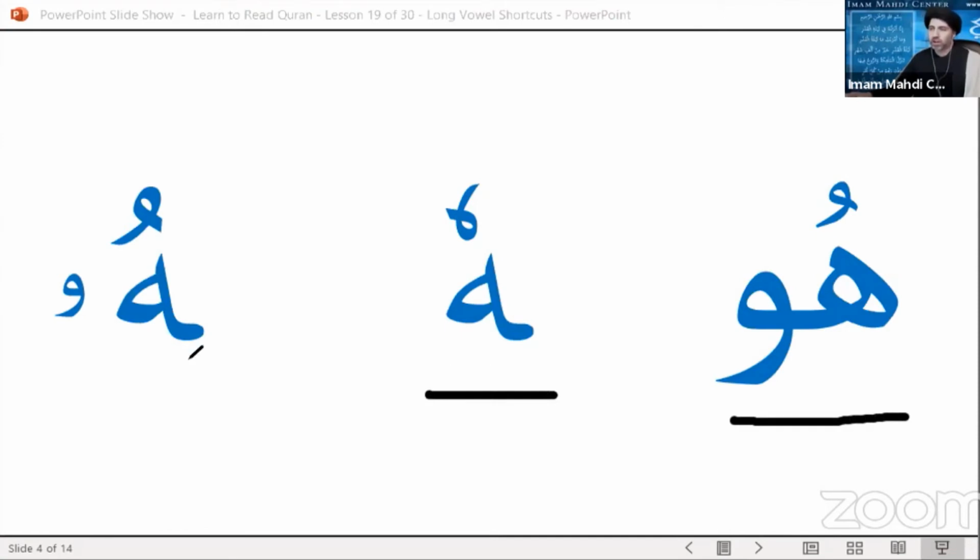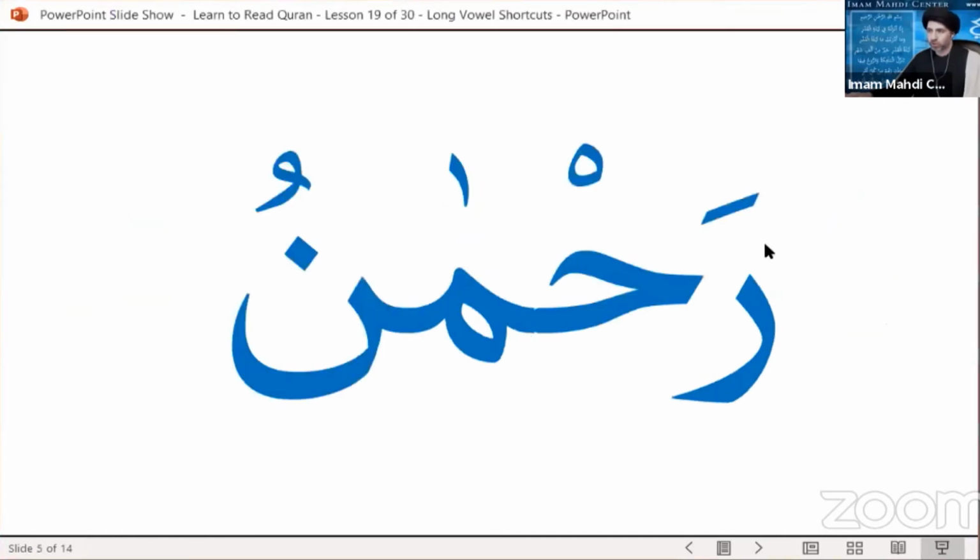Or in another print of the Quran, you will see it written this way, where they'll put a dhamma on top of the letter and then a small waw after it, letting you know that you should pronounce this letter with the long vowel oo. So all three of these are pronounced hu. This has the shortcut where you pronounce it hu. This is also pronounced hu. So let's look at some words where we will see these shortcuts for the long vowels.